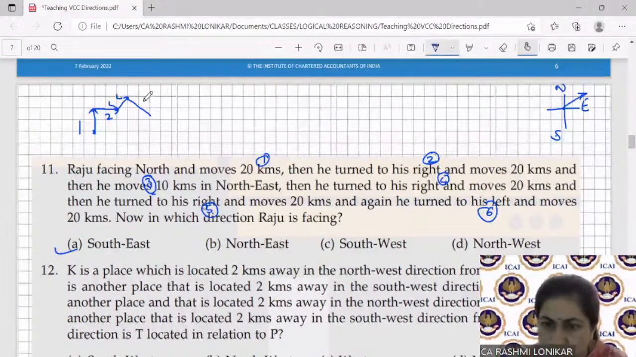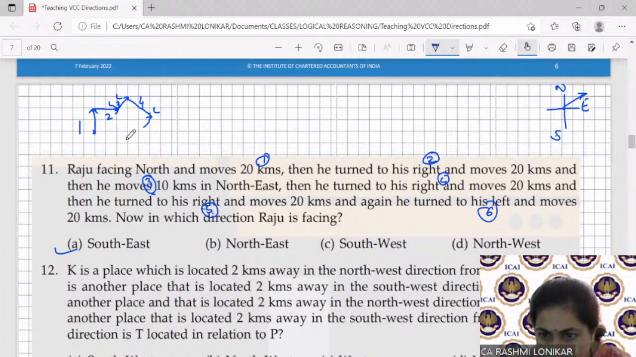This is his third and this is his fourth. Now where is his left? This left is here, and he moves 20 kilometers. So this is 20 kilometers and then he turns to his right and moves 20 kilometers.